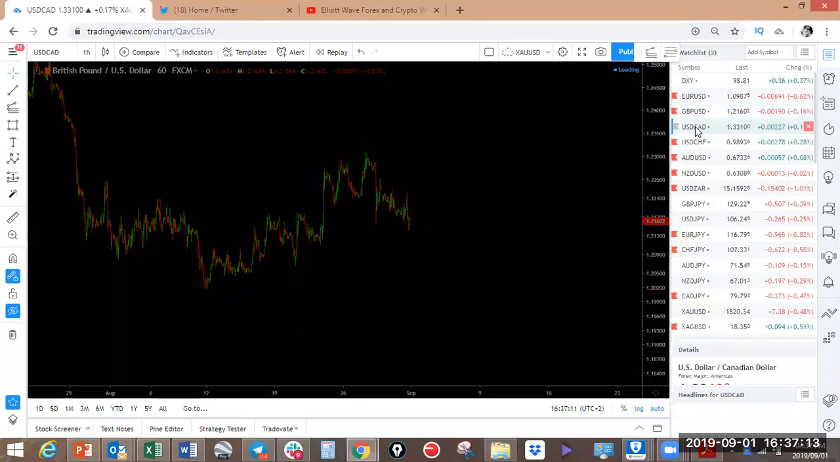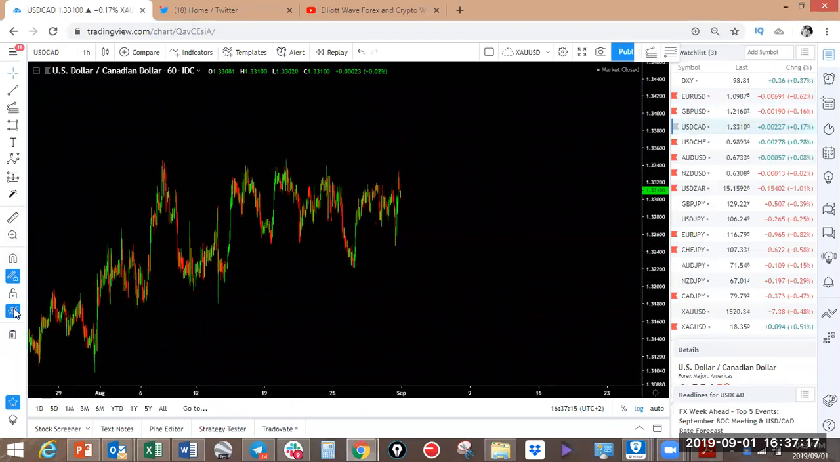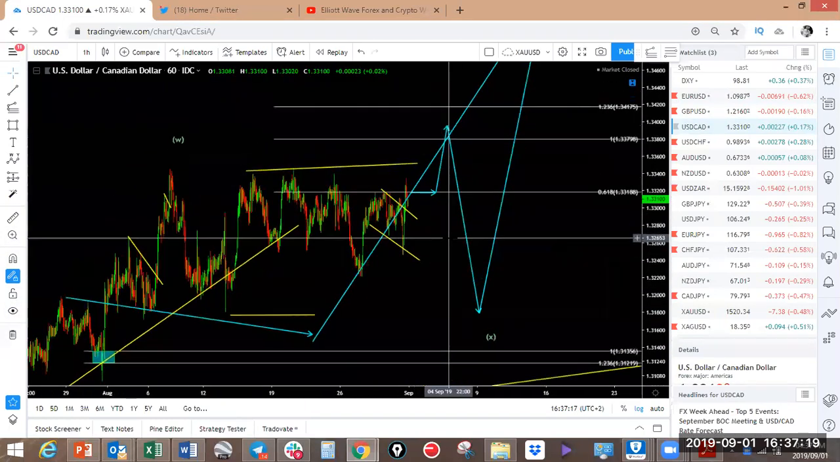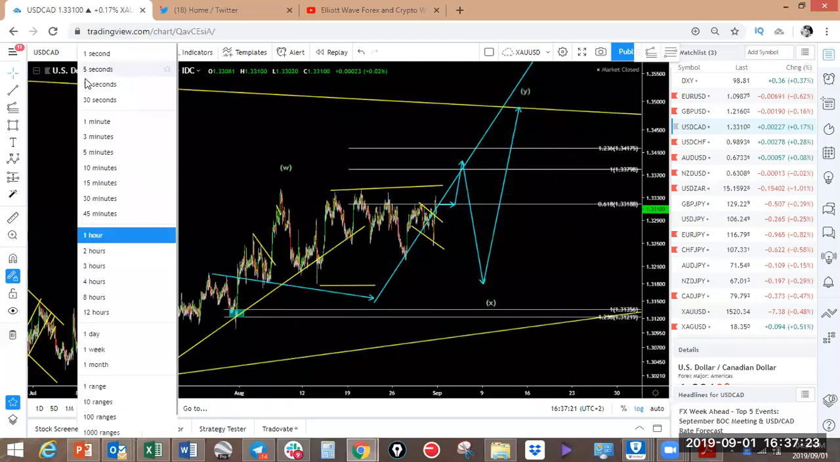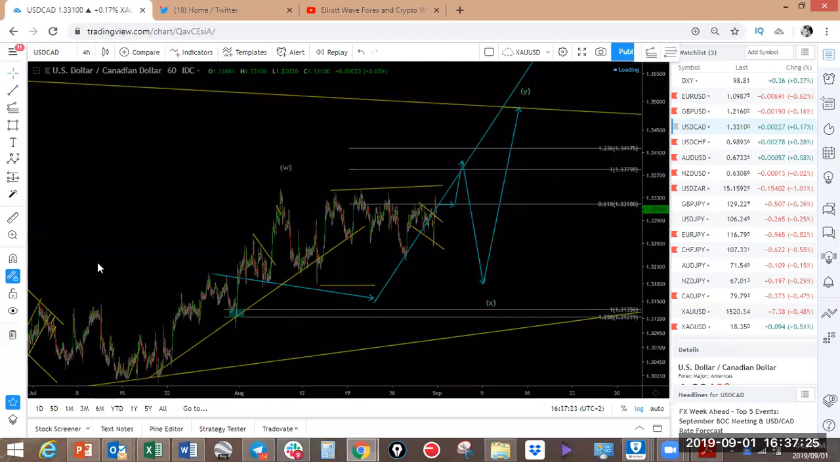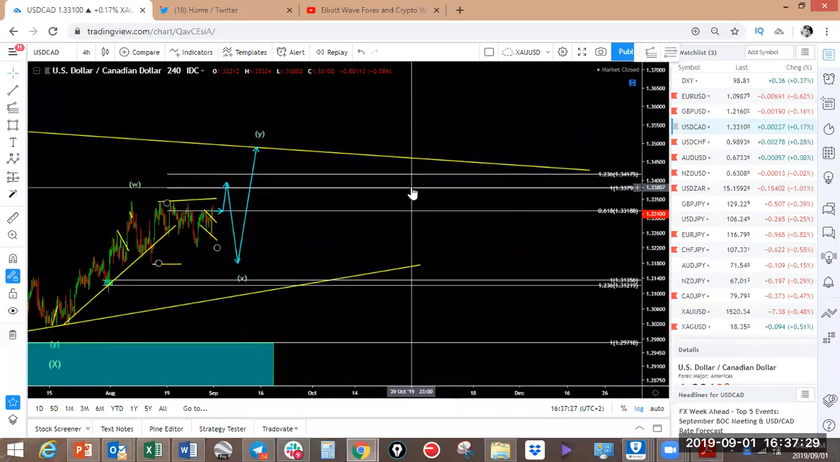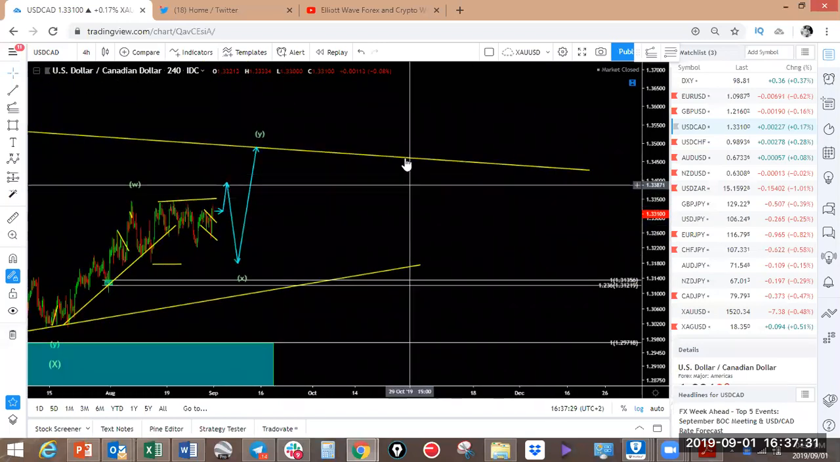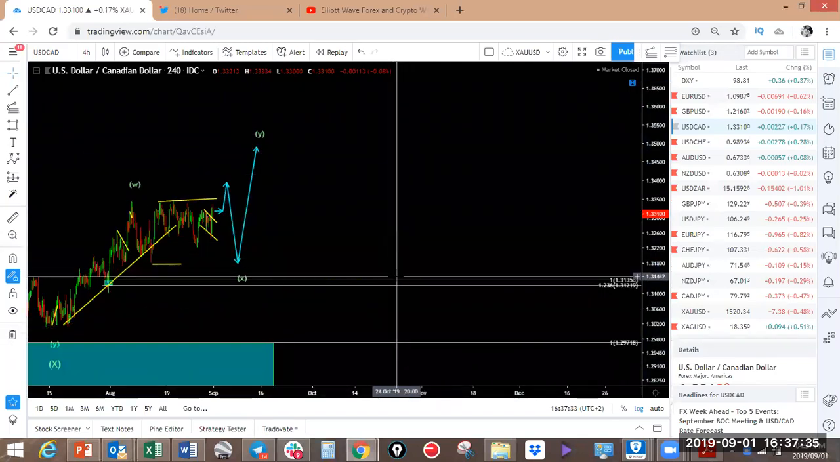US dollar CAD, also very interesting. This is my forecast on this pair. Excuse the clutter, I just need to clean it up a bit. Let me go back up to the 4 hour. Right, so on the 4 hour, it's a lot clearer. Let's take this off. Clean it up.